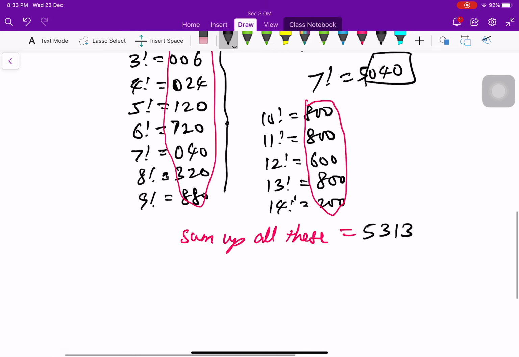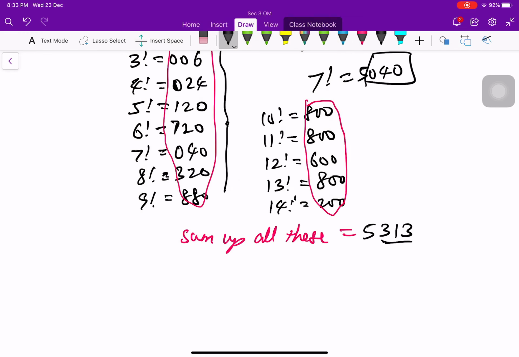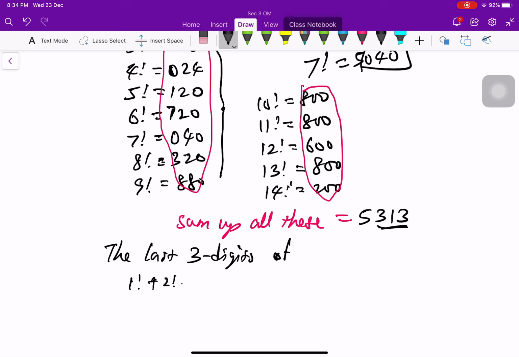Therefore, in this case, the last 3 digits are 313. Therefore, the last 3 digits of 1 factorial plus 2 factorial plus 3 factorial all the way to 2020 factorial are 313. Can you see that the answer is 313? Right, with that I stop here.